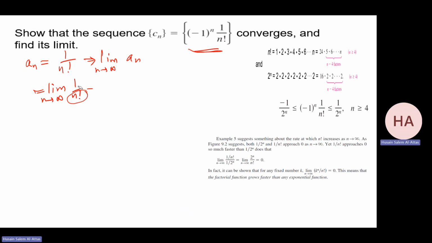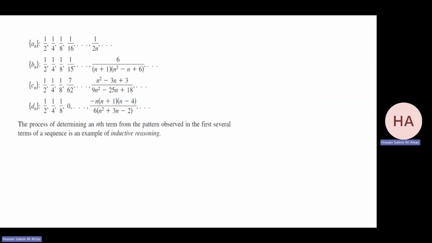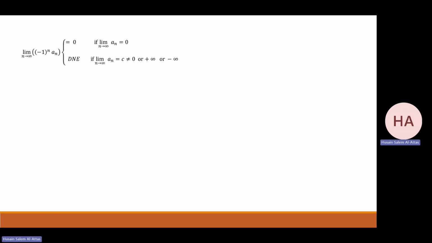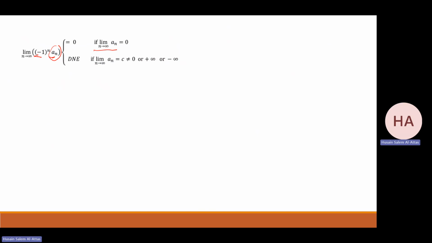This one I have minus 1 to the power n. Actually, I can do it in an easy way. You can do it in 2 ways, because if you remember, we said if I have minus 1 to the power n times a_n, then I check the limit of a_n. If it is 0, then the limit will be 0. If it is not 0 or goes to plus or minus infinity, then the limit does not exist. So let me do it in 2 ways.